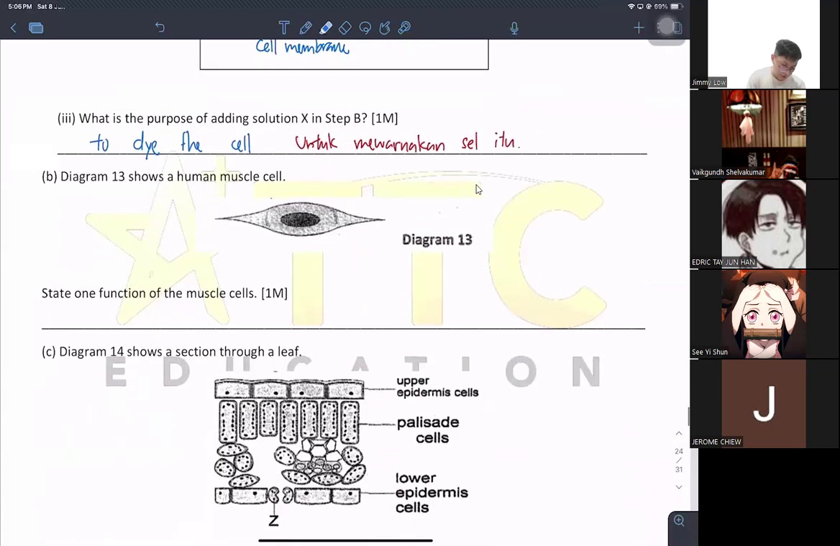So now you have a muscle cell. State one function of the muscle cell. Muscle cell, what is the muscle cell used for? It is used to enable movement. So you see, no muscle you cannot move. Very common, right?